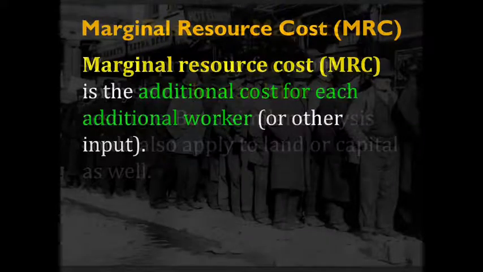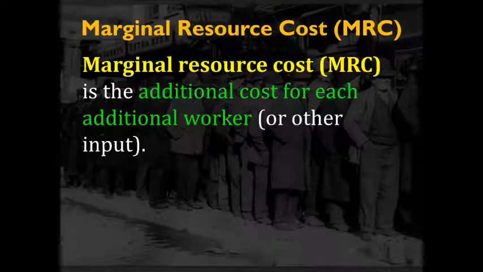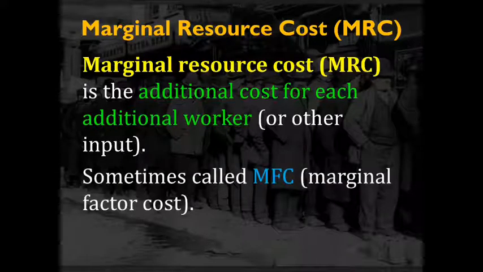So we're going to define a couple terms here. MRC, and this is on number 1 of page 4-2, marginal resource cost is the additional cost for each additional worker or other input. So in other words, how much more money do you have to pay to hire this additional worker? It's sometimes called MFC for marginal factor cost. So again, MRC: how much more money does a firm have to pay to hire an additional worker?